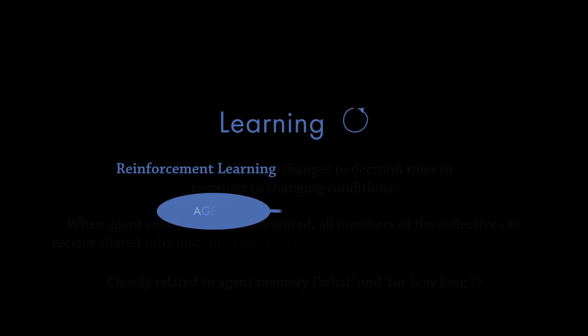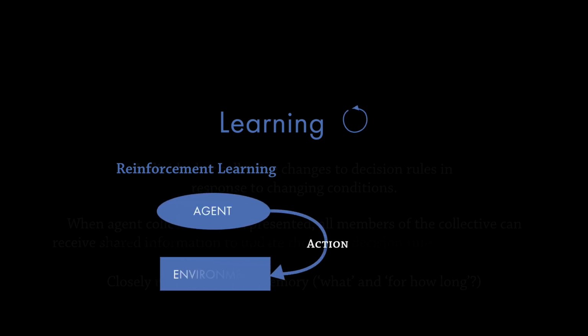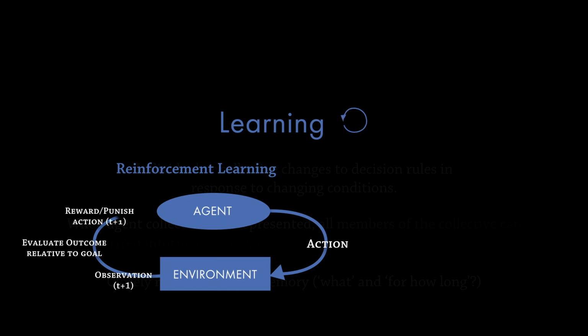An agent takes an action in its environment in time t and observes the outcome, either later in time t or at the beginning of t plus 1. An agent then evaluates the outcome against a goal, perhaps using an objective function. The behavioral action is then rewarded or punished according to its performance relative to the goal. If the agent's state was improved relative to the goal, then behavioral options are rewarded and the action repeated in the next time step. If the agent's state was worsened, the behavioral option may be discouraged in the future.